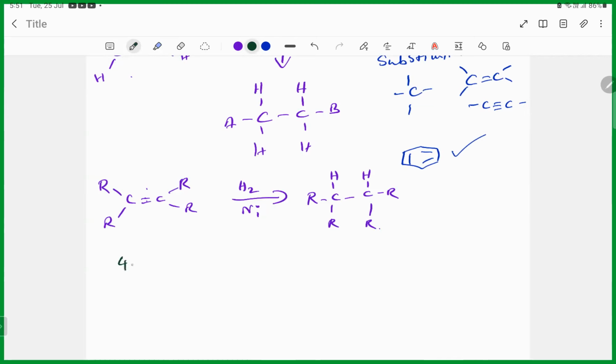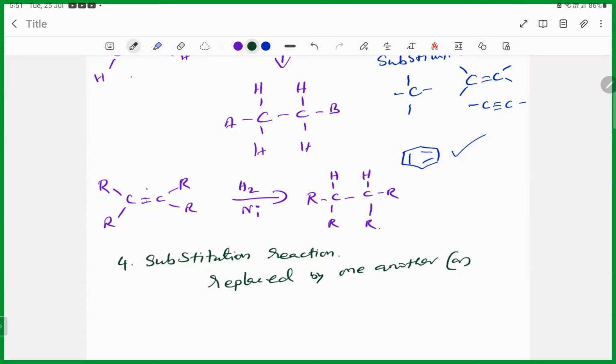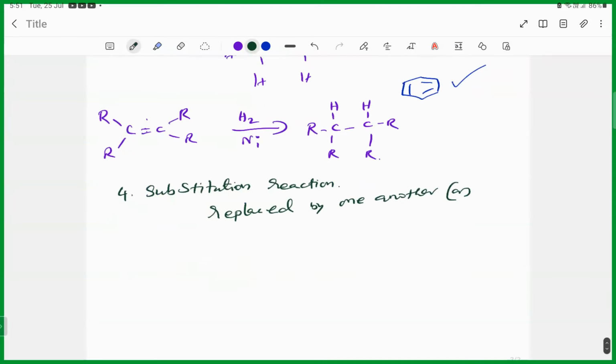Number 4, substitution reaction. So what is substitution reaction? The reaction in which an atom or group of atoms in a molecule is replaced by one another, or displaced by one another. Okay, instead of one, another one. That is called substitution. This is called a displacement reaction or replacement reaction.